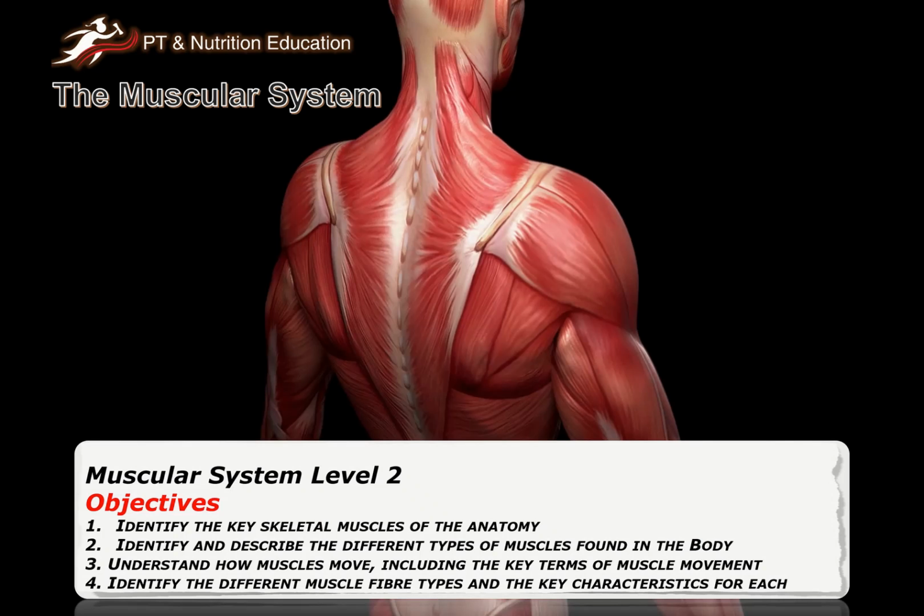So the content and the objectives that we'll be covering for the muscular system at level 2 is as follows. The first thing is we're going to identify the key skeletal muscles of the anatomy. Then we're going to identify and describe the different types of muscle found within the body. We're going to look at how muscles move, including some of the key terms that surround muscle movement. And then lastly, we're going to be looking at the different muscle fibre types that we have and the characteristics for each.